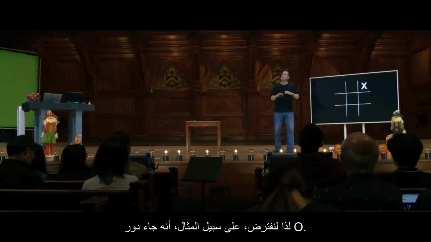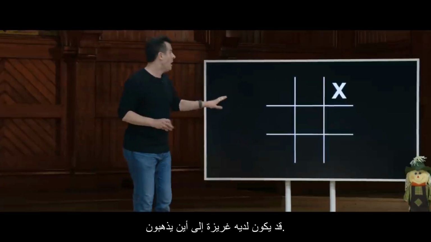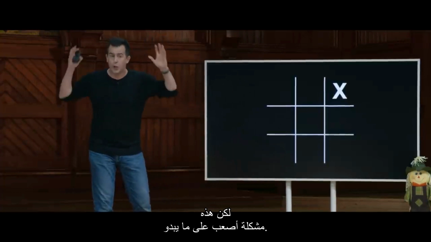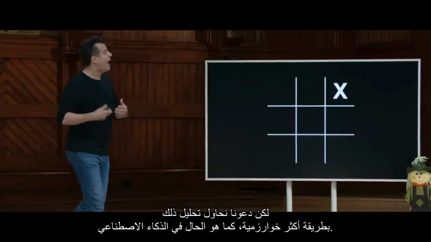So suppose, for instance, it's O's turn. Now, those of you who are very good at tic-tac-toe might have an instinct for where to go. But this is an even harder problem, it would seem. I could go in 8 possible places if I'm O, but let's try to break that down more algorithmically, as an AI would.